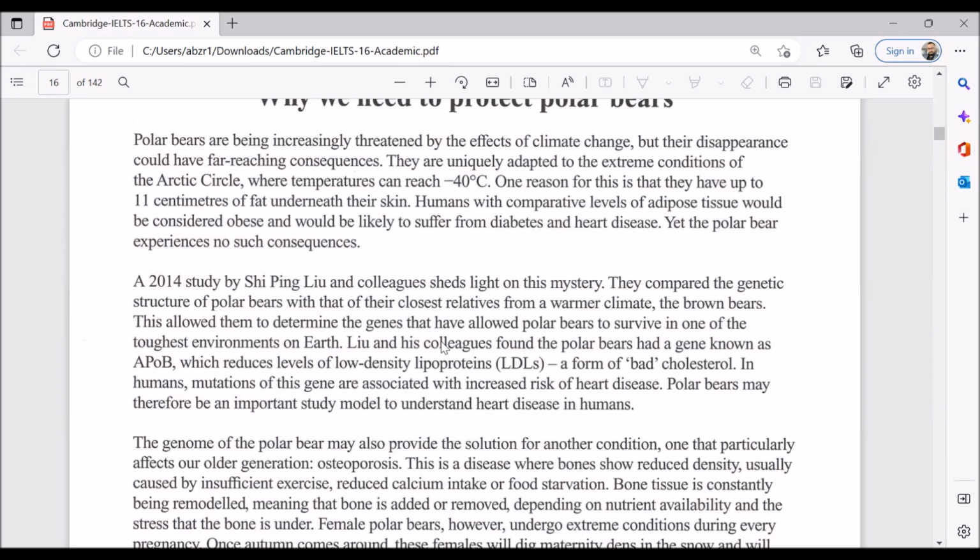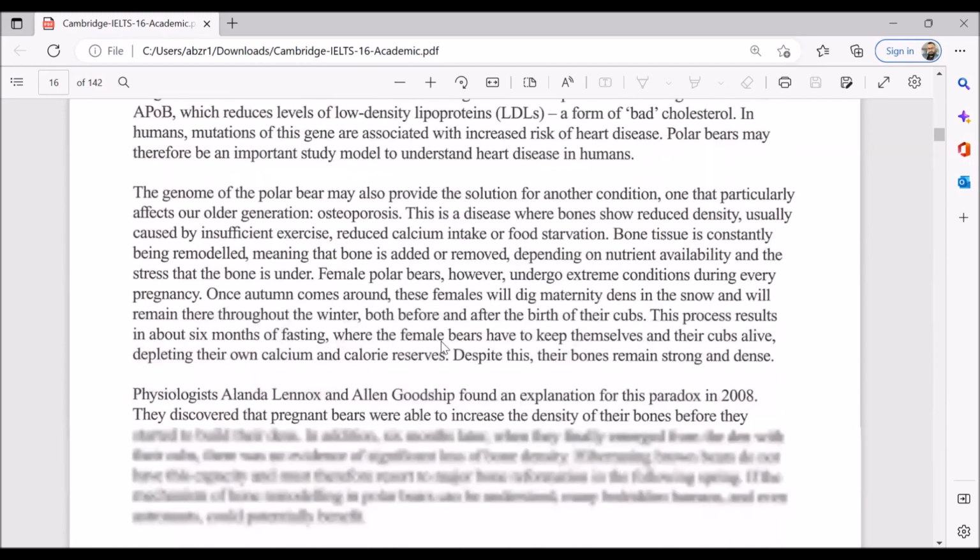They compared the genetic structure of polar bears with that of their closest relative from a warmer climate, the brown bears. Okay. And what is the question?